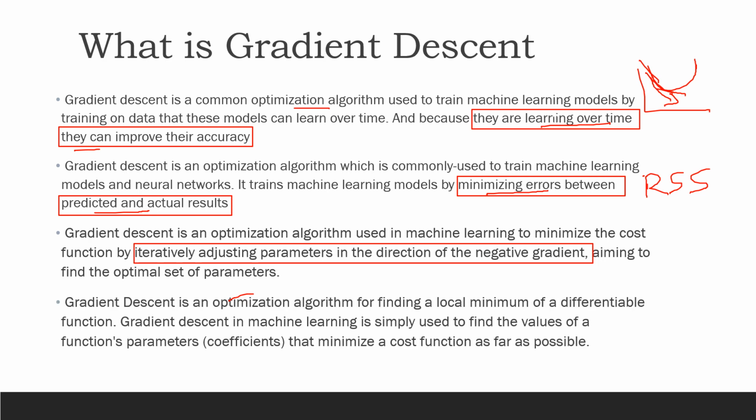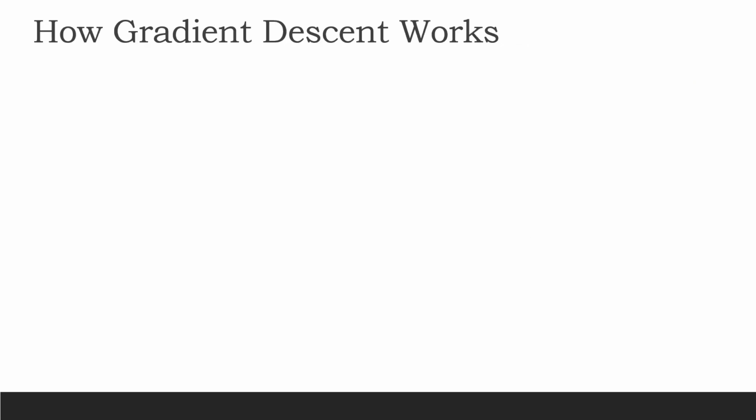Another definition: it is used to find the local minimum of a differentiable function. This is the key point here. Gradient descent in machine learning is simply used to find the values of a function's parameters that minimize a cost function as far as possible. This we will see in the upcoming slides.